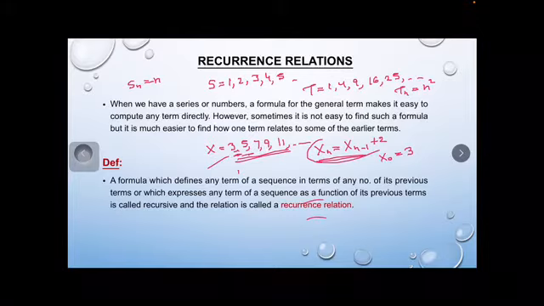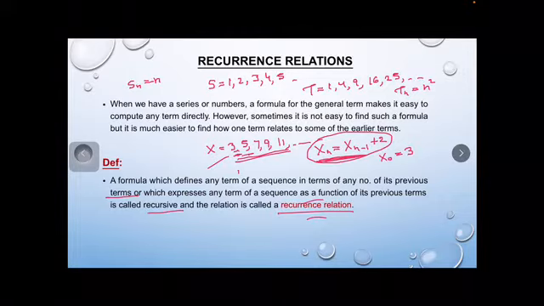This form is the recurrence relation form. What is the recurrence relation? It is where we can find our nth term in terms of the previous terms. A formula which defines any term of a sequence in terms of any number of its previous terms, or which expresses any term of a sequence as a function of its previous terms, is called recursive, and the relation is called the recurrence relation.